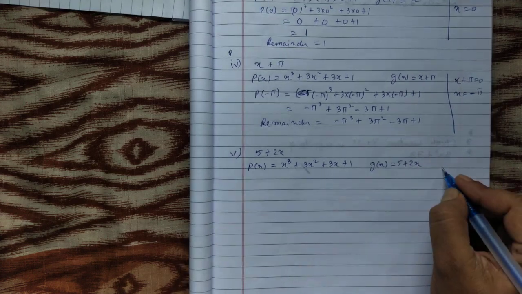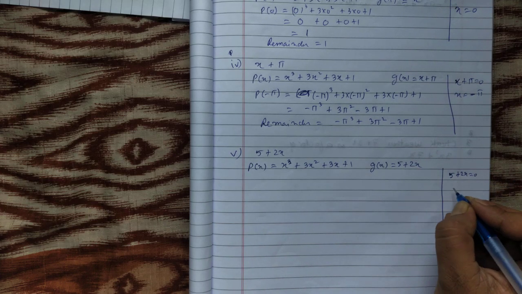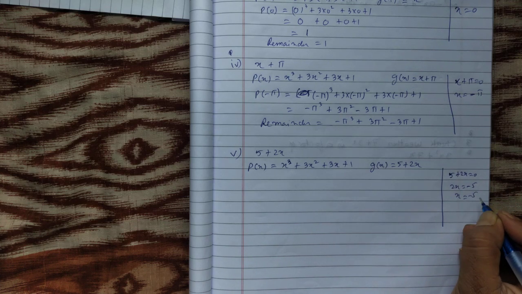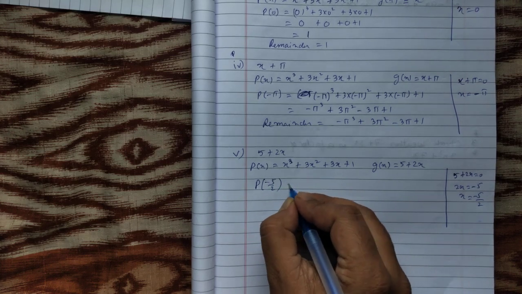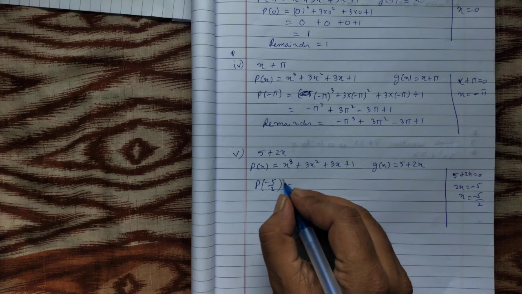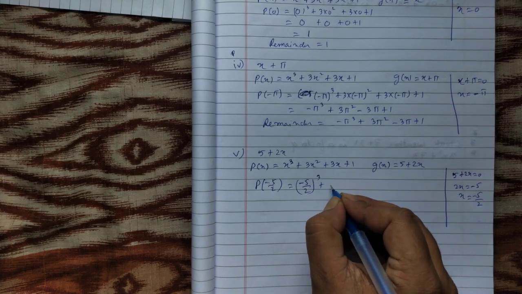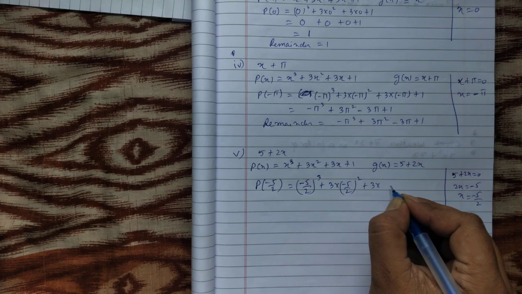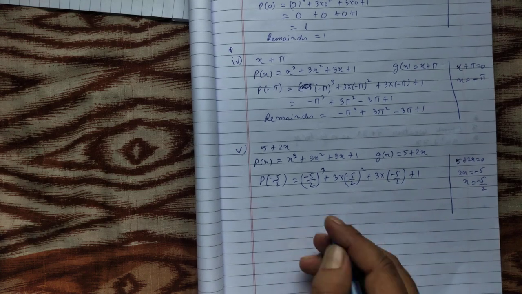Let's do the last one. We do the rough work. This one we will take as 0 to find the value of x. 5 plus 2x equal to 0. So 2x is, 5 goes there, minus 5. x will be minus 5 by 2. So the value of x is minus 5 by 2. So the remainder will be p(minus 5 by 2). Whatever answer we get will be the remainder. In place of x, we'll put minus 5 by 2. Wherever there is x, we have put minus 5 by 2.